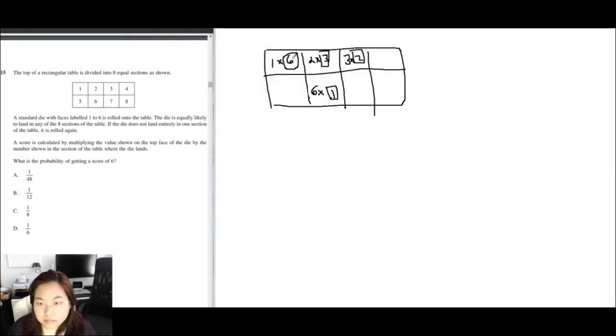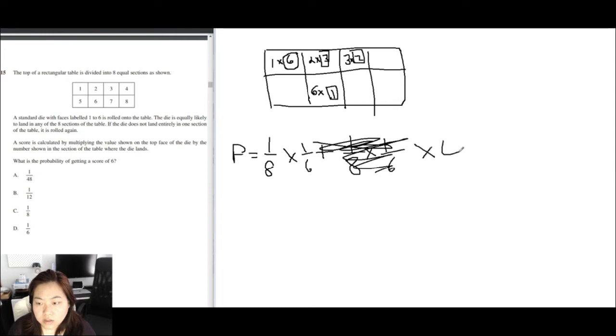1. What's the chance that it will land in 1? It's 1 out of 8. What's the chance that it will be a 6? It's a 6. Plus, what's the chance that it'll land in a 2? 1/8. What's the chance that it'll be a 3? A 6. So it can happen 4 times actually. So instead of this, I could say times 4. So that's 1/48 times 4. 4 out of 48, which is 1 out of 12.